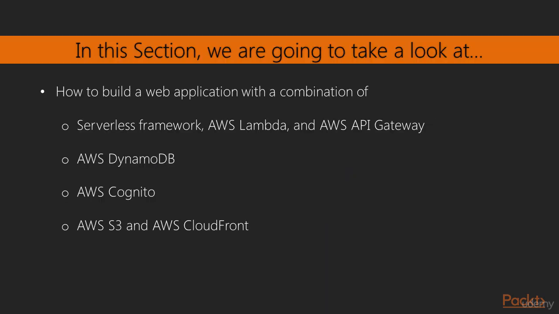In this section, we are going to build a web application with a combination of different technologies. We are going to use again the serverless framework with Lambda and API Gateway, but we are also going to use a couple of other AWS services. In particular, we are going to use DynamoDB for persisting our data, we are going to use Cognito for identifying users, and we are going to use S3 and CloudFront for deploying our front end.